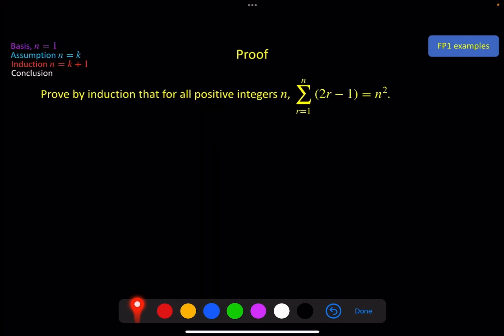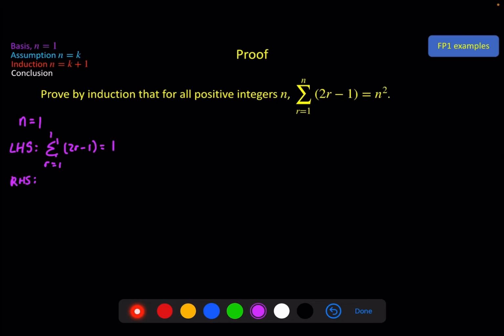So here's the first one. Prove by induction that for all positive integers n, the sum of the series 2r minus 1 from 1 to n is n squared. So I've got the steps up here, and I'm going to try and keep the color coordinated. I'll do my basis in purple here. So I need to prove, first of all, that this is true when n equals 1. So the left-hand side of my statement, the sum, is the sum from r equals 1 up to n, which is 1. So that's just the first term of 2r minus 1. The first term of this series is 2 times 1, that's 2, minus 1, that's 1.